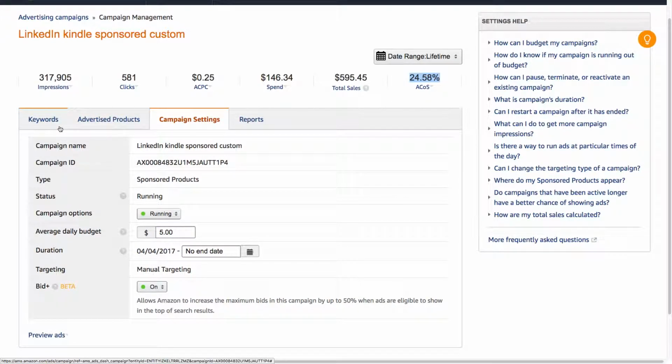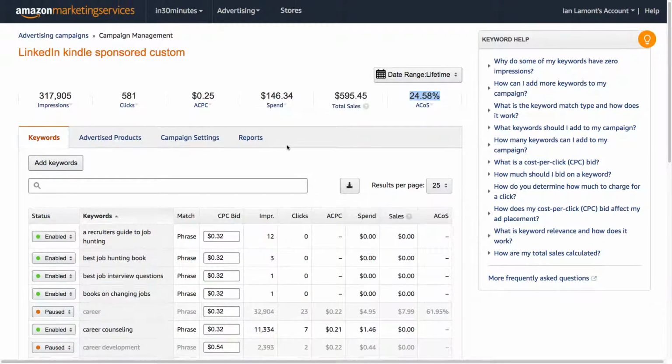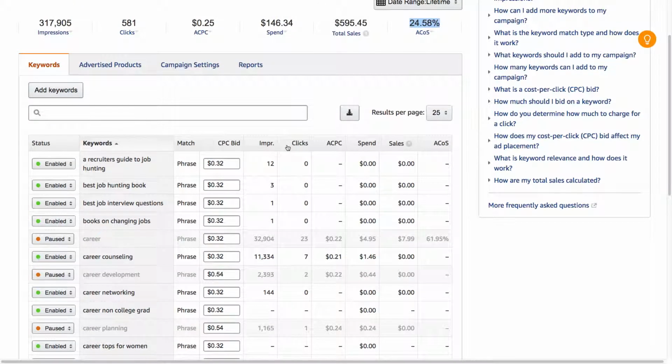So here's what you should do. Go to the keywords area of your campaign. And this is a sponsored product, but other types of AMS campaigns have a similar dashboard where you can adjust the keywords. So when you see your dashboard, it will look something like this. The list of keywords, which ones are enabled and paused, how much money you're bidding on them. CPC stands for cost per click. Average cost per click, how many impressions, how many clicks, and the sales, and the ACOS too.